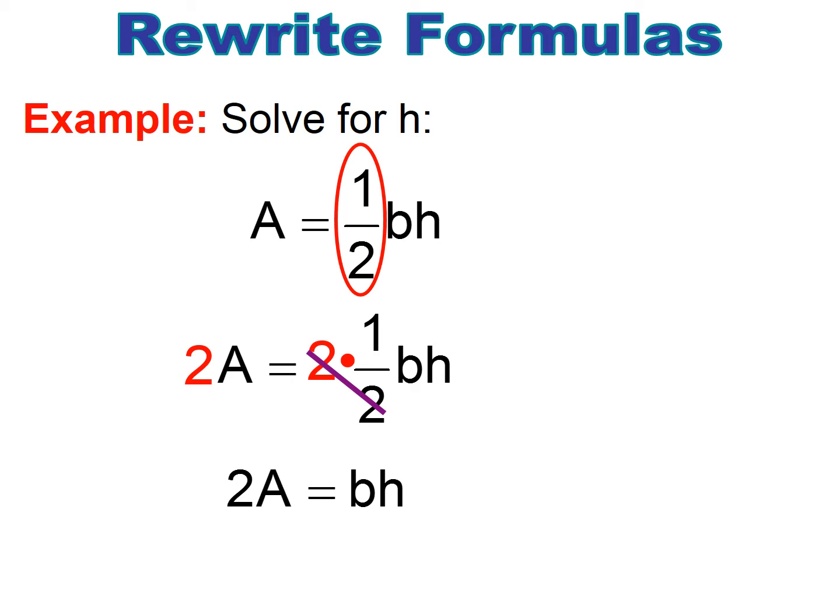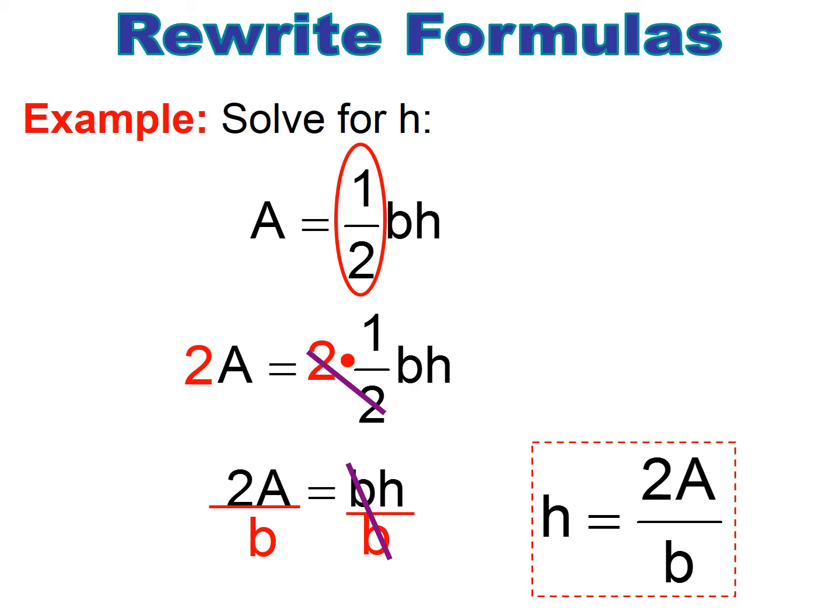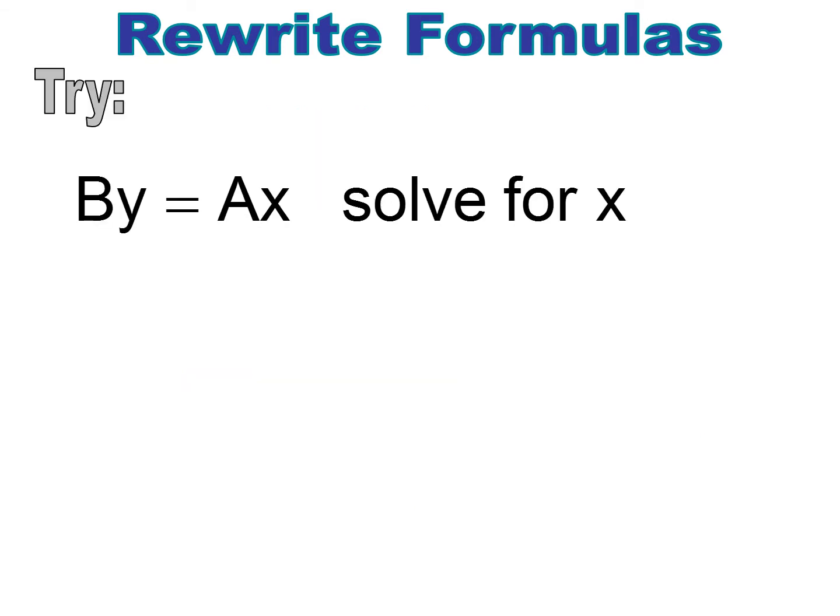And now I want to remove the b because I'm trying to get h by itself. And again, this is multiplication. The inverse operation would be division. So I'm going to divide both sides by b. That's going to remove that b with the h. And my new formula is h equals 2 capital A divided by b. Pause and try.